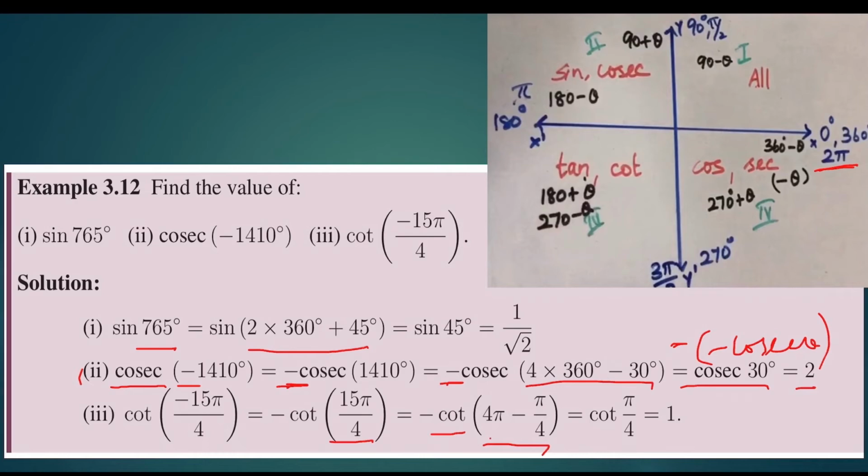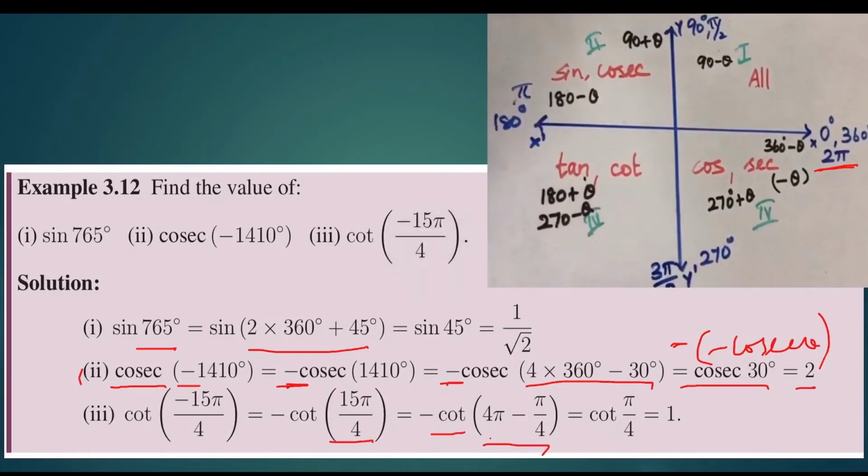But 4 pi minus pi by 4. So, it comes in which quadrant? Fourth quadrant. In the fourth quadrant, cot is negative. So, cot of 4 pi minus pi by 4 is equal to minus cot pi by 4.